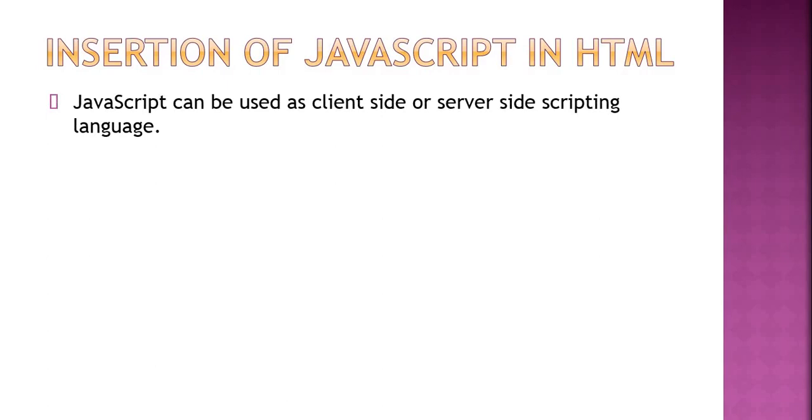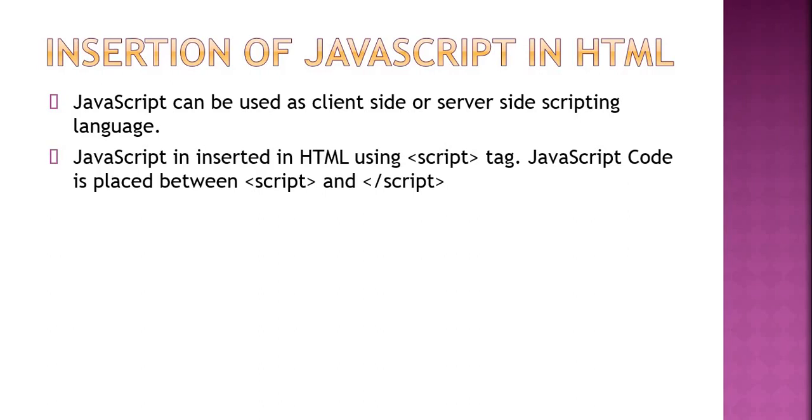JavaScript can be used as a client-side or server-side scripting language. Now what do we mean by client-side and server-side scripting? Client-side means the local machine that we are using. The same machine that is your system is your client. The server side is a different machine which is present at a different location.